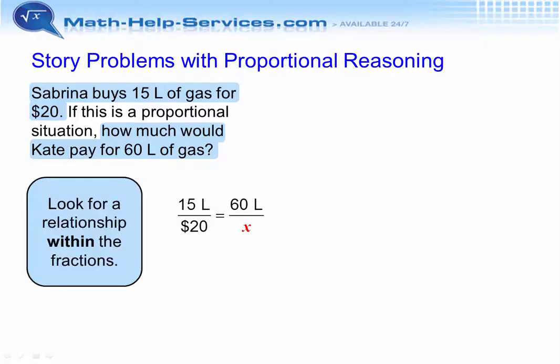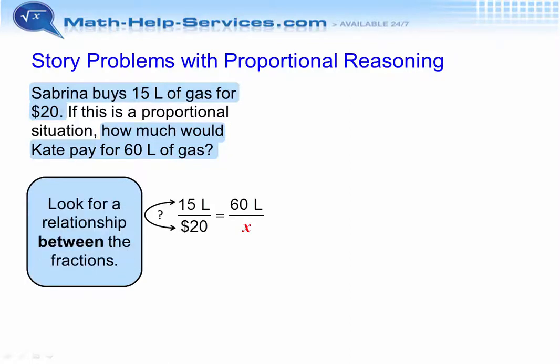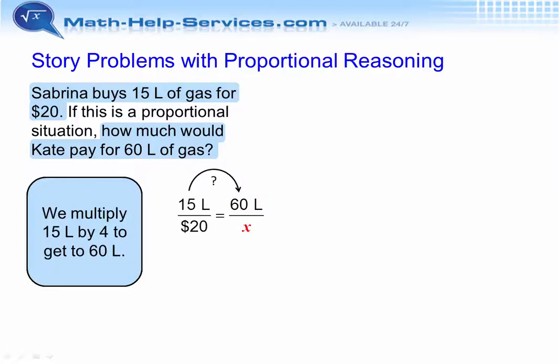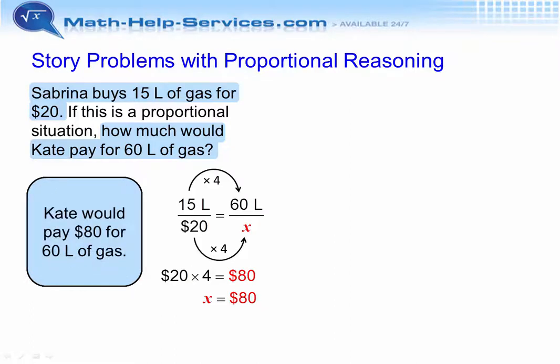Let's look for a relationship within the fractions. Can we see a relationship here? Well, there's no obvious relationship. So let's look for a relationship between the fractions. Is there a relationship here? Well, we multiply 15 liters by 4 to get to 60 liters. So we multiply $20 by 4 to get to x. $20 times 4 is $80. So Kate would pay $80 for 60 liters of gas.